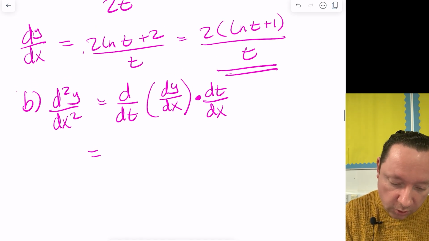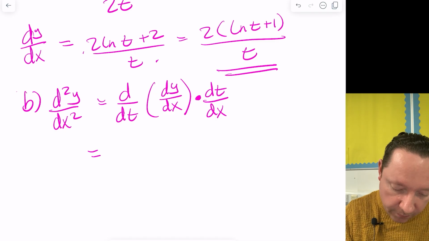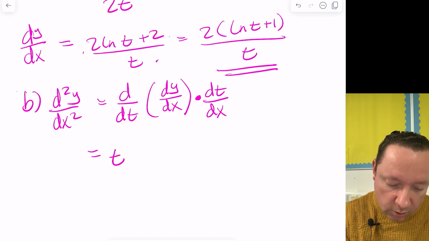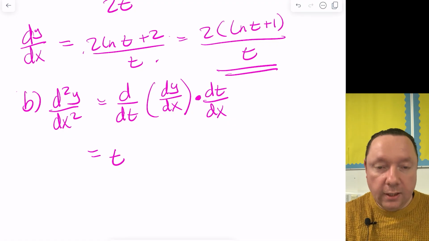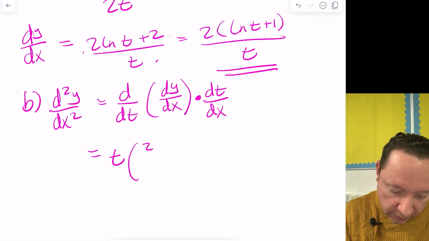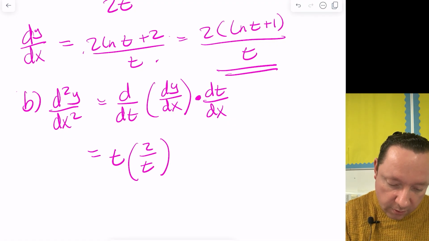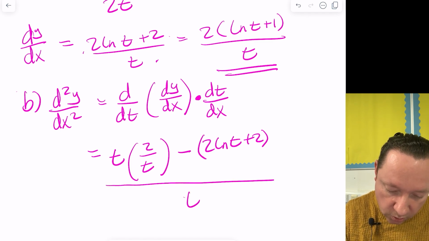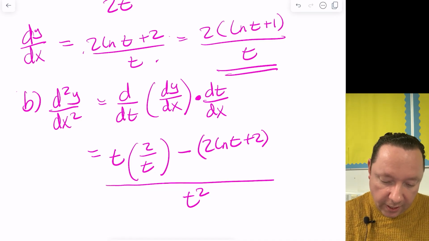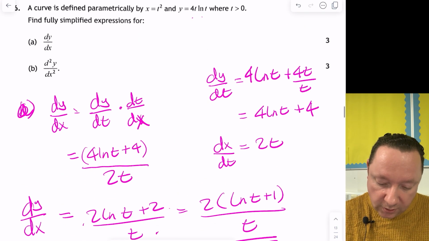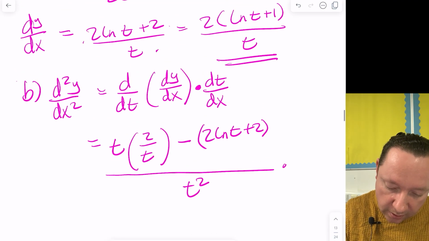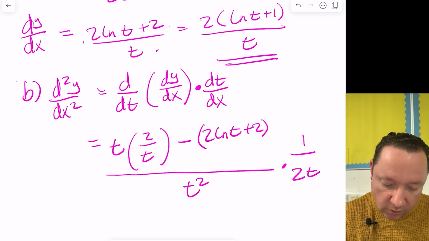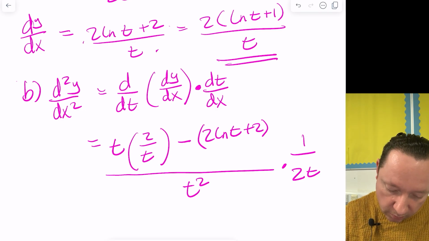So I'm going to use the quotient rule, so v times u dash, so 2 log t goes to 1 over t, so that's 2 over t, and plus 2 goes to nothing. So v u dash minus u v dash, v dash is 1, all over v squared, which is t squared, and now I need to times by dt by dx, if I can remember what it is. dx by dt is 2t, so dt by dx is 1 over 2t. So that's what we need to do, and then we need to somehow simplify this. Well, let's hope it's nice.